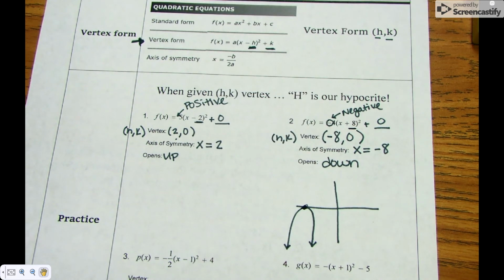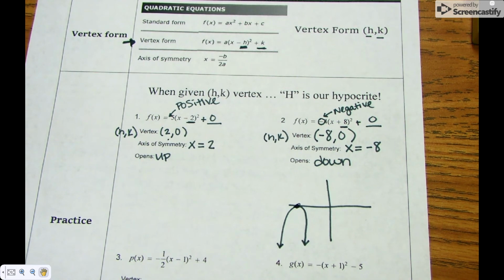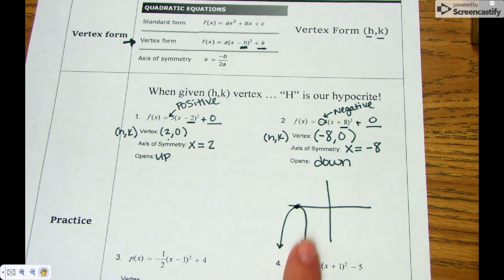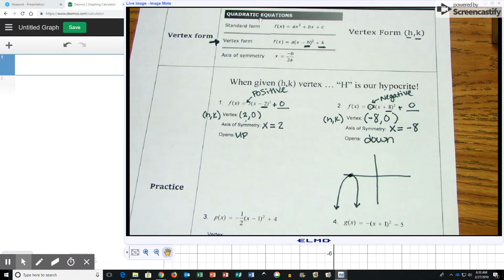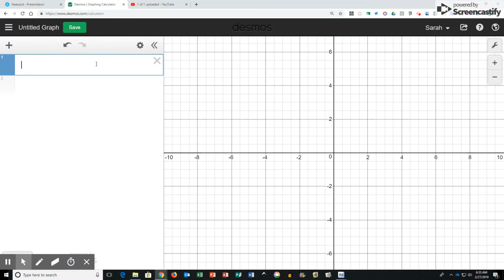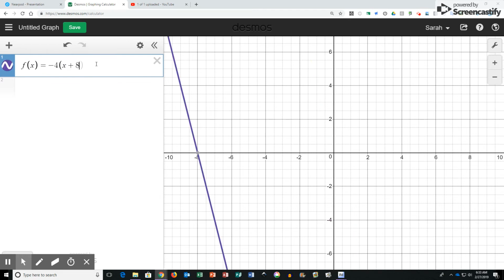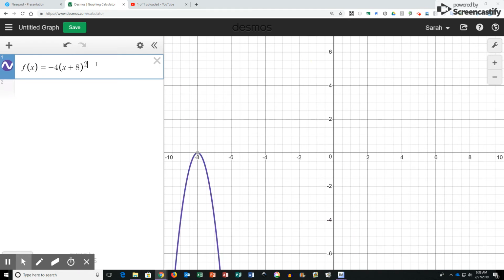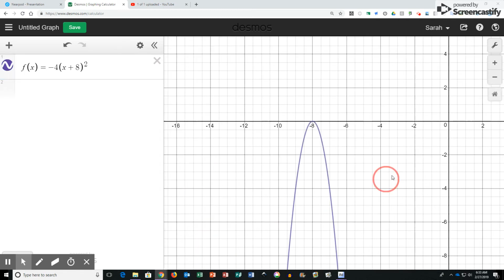All right, and now we're going to try this out in Desmos to just check our answers, make sure we're right, and make sure our graph looks similar. All right, so I'm going to type in that problem, f of x equals -4 parentheses x plus 8 squared. All right, here's our graph.